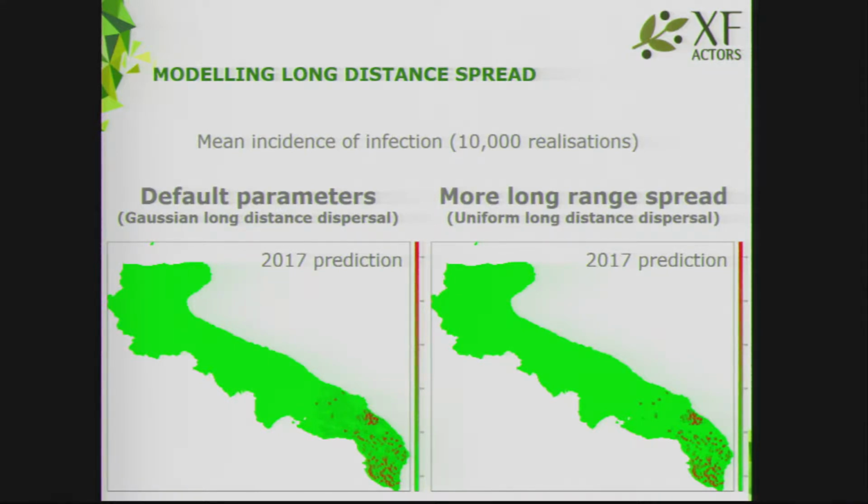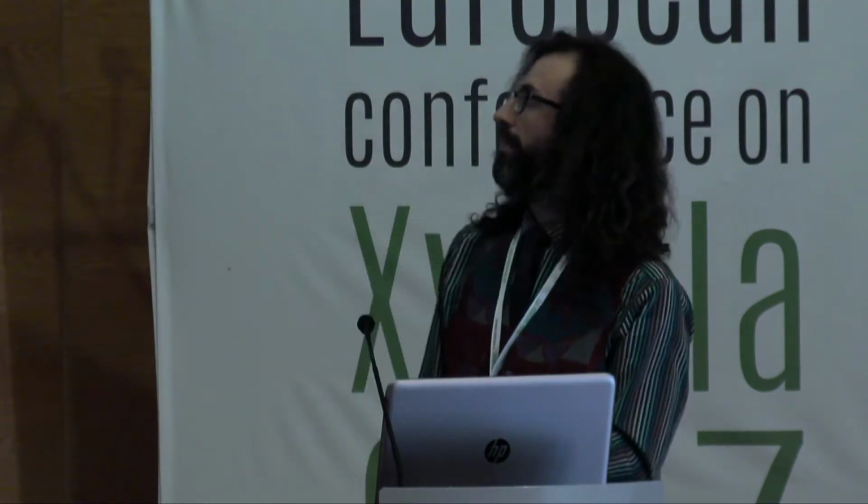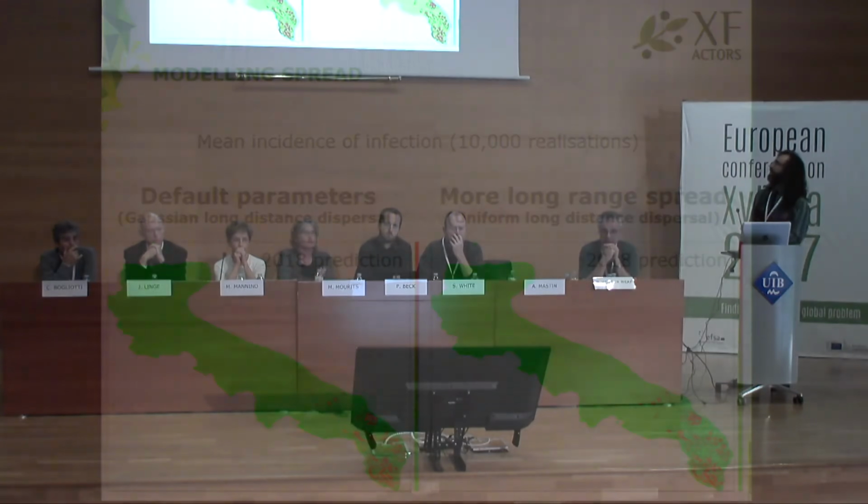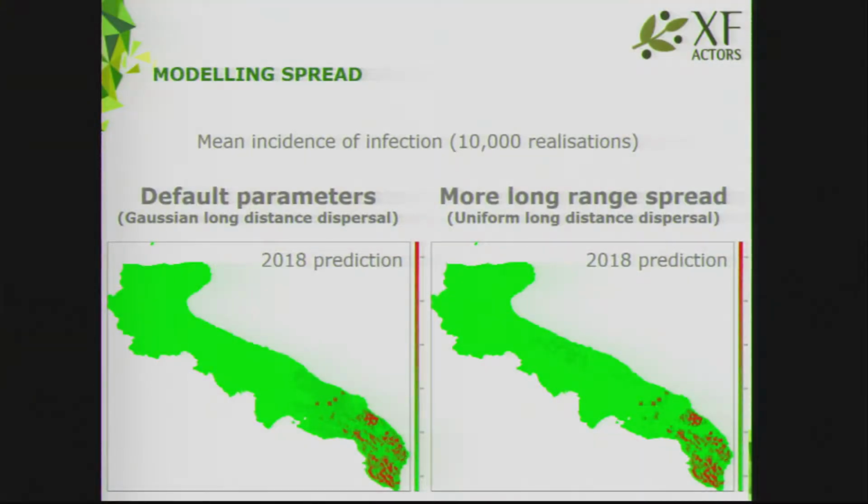I also considered the other extreme, which is basically random spread to anywhere in Apulia from the infected zone. So I'm effectively assuming a uniform dispersal kernel here. I ran each of these models for 10,000 realizations, and these maps here show the average predictions of the incidence for the two scenarios after 1 year, so in 2017, and here's in the subsequent year in 2018.